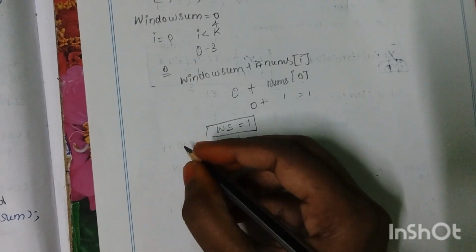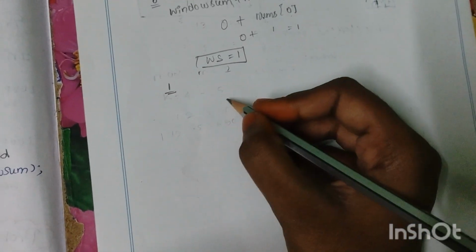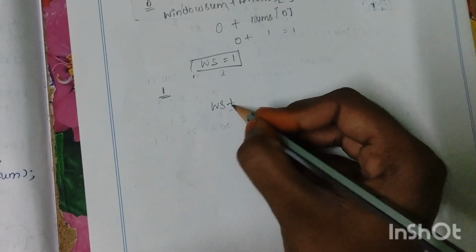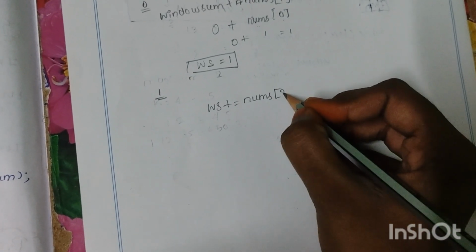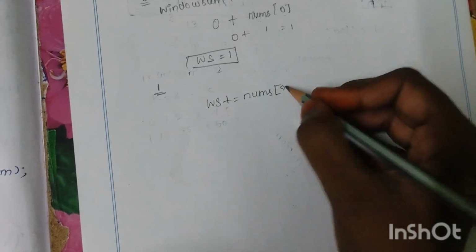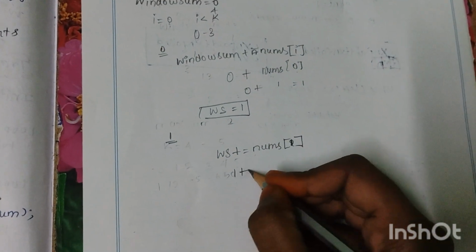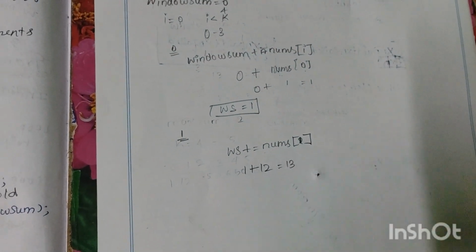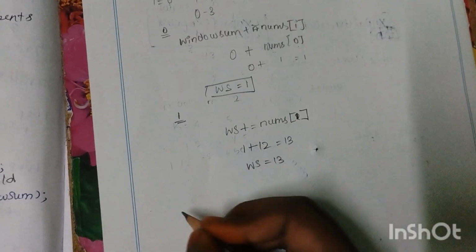So when i is equal to 1, window sum plus equal to nums of 1. So nums of 1 is what? 12. So 1 plus 12 is equal to 13. So our current window sum is equal to 13.